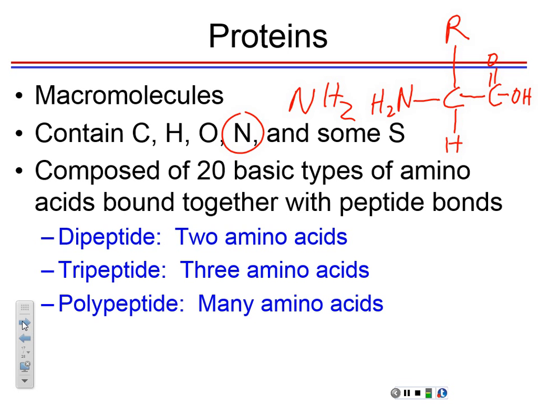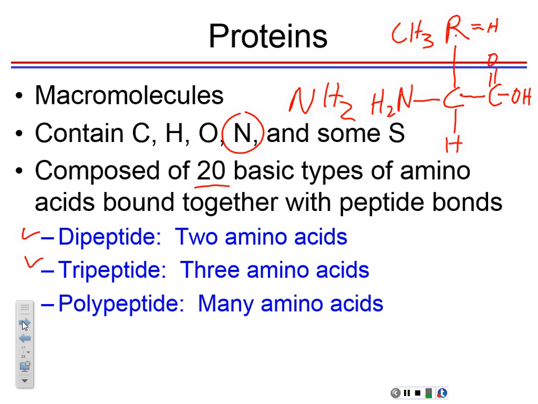Then you have an amino acid called glycine. If this R group is equal to hydrogen, it's glycine. And then you could make a methyl group over here, and it's alanine. So you just differ that, and that's what makes up these 20 different amino acids. And again, if we have 2, then it's a dipeptide, and then 3 is a tripeptide, and then poly for many. All the proteins are polypeptides, right?